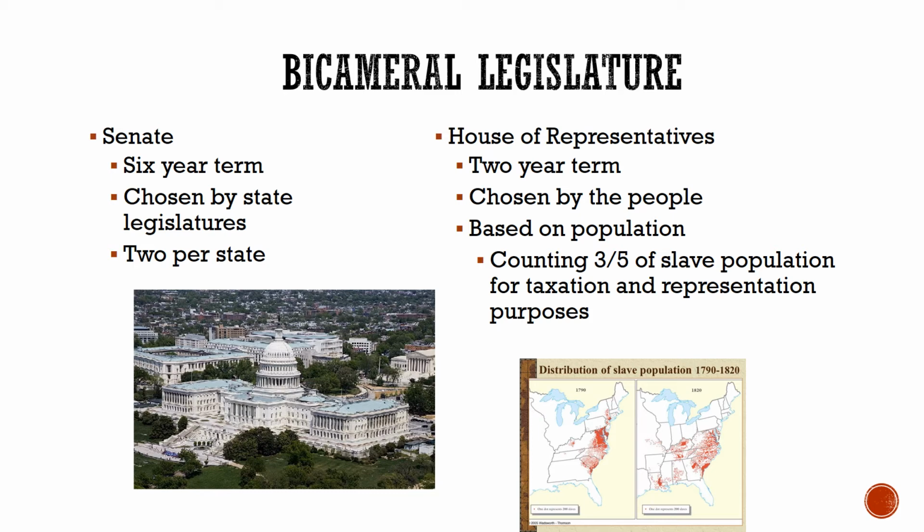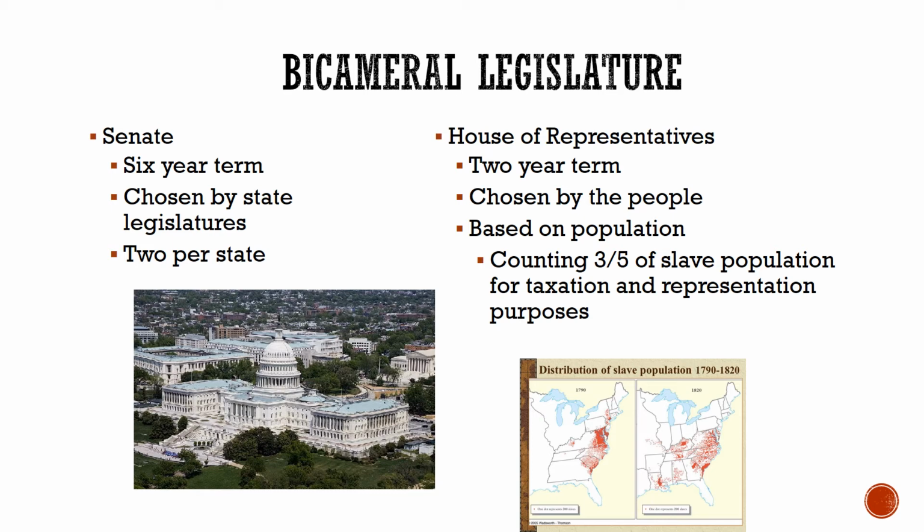Over in the House of Representatives, this is where the voice of the people is heard. So these representatives serve two-year terms. So it always feels like these people are running for re-election. And that's kind of on purpose because we want to make sure that they are listening to our voice. And if they're not, then we can choose someone else. So this is based on population.